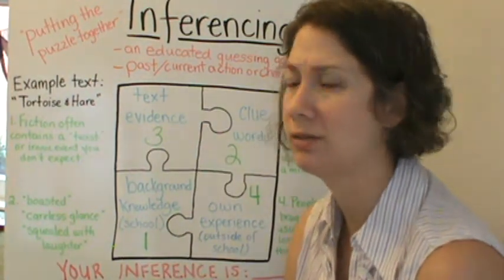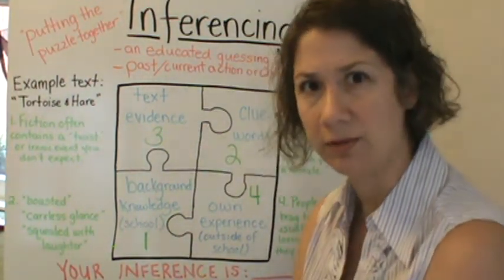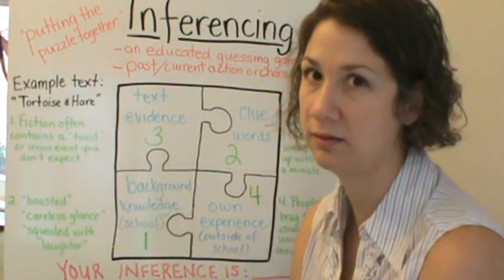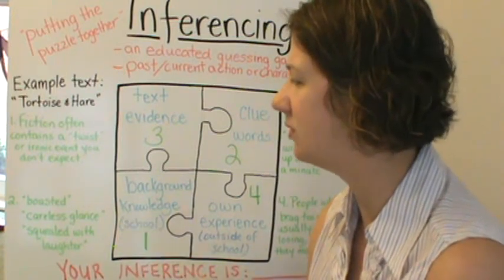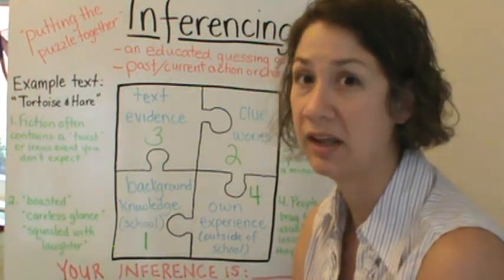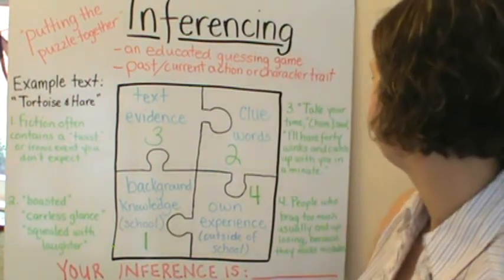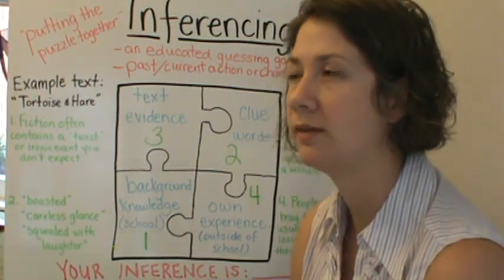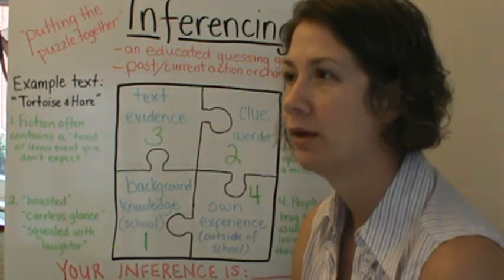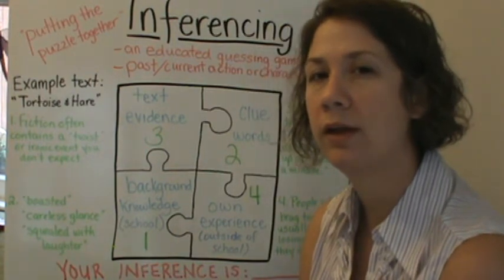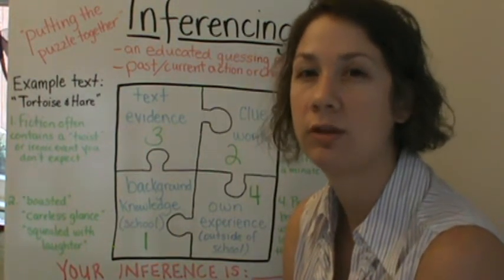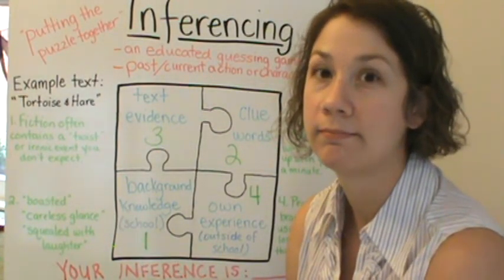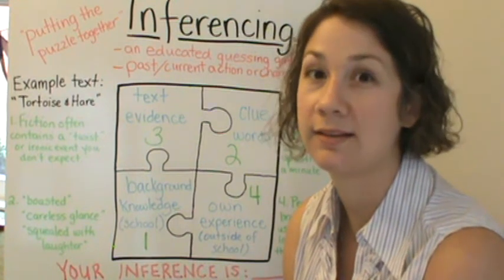Let's talk about a current action. Why in the world did the tortoise accept this challenge? If there's a twist, and he's boasting and he's squealing with laughter, the hare is, why would the tortoise do this? But people who brag too much end up making mistakes. So go ahead and make your inference about why you think the tortoise would have accepted this challenge in the first place. You've made some good inferences. Try doing it with your own text selection. Okay?